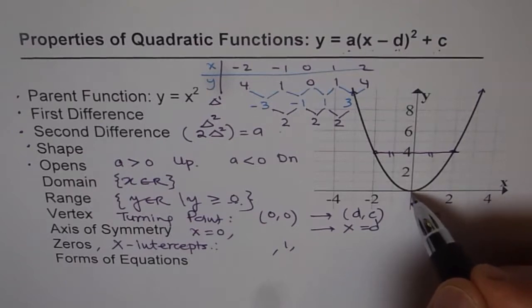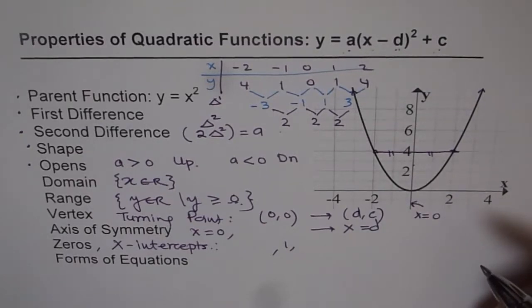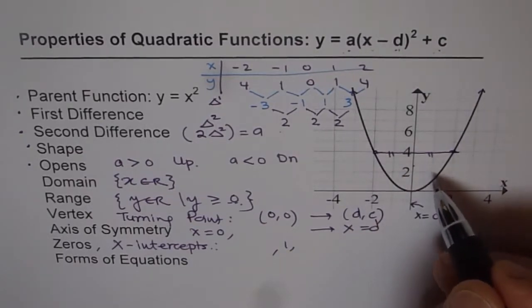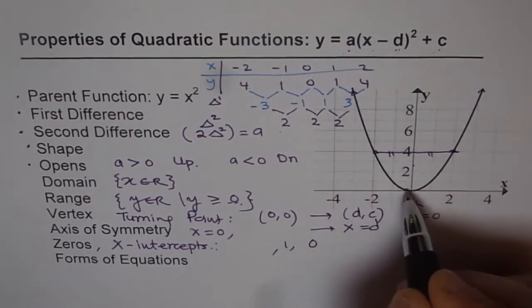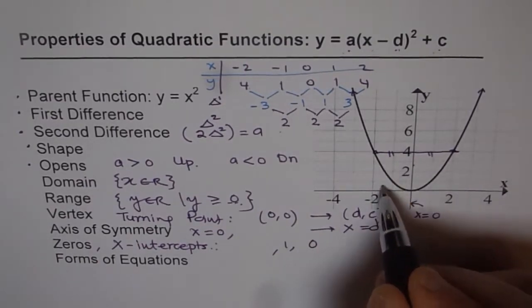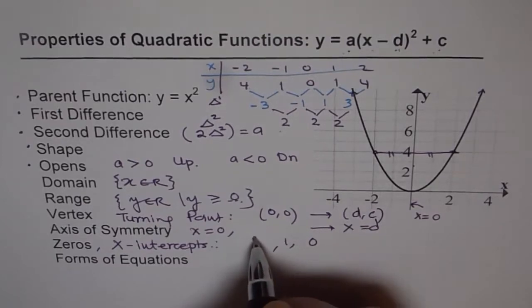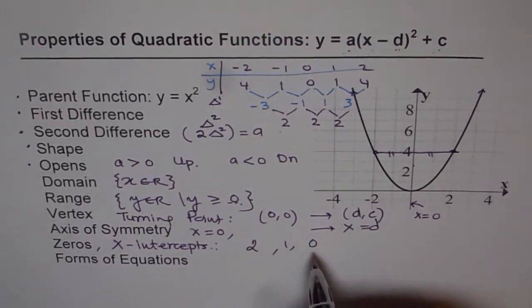But if I move it a bit up, then what happens? Then there won't be any x-intercept, right? So 0. But if I push it down, then it could have two x-intercepts. So a parabola can have either 0, 1 or 2 x-intercepts.